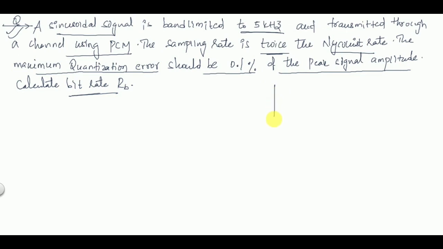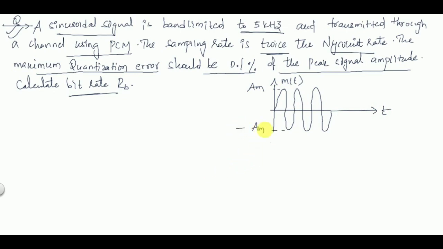He has given that m of t is a sinusoidal signal. Let this be a sinusoidal signal. Its peak amplitude, let us assume, is AM, then its minimum value is minus AM, that is, Vmax here is AM and Vmin is minus AM. That is the inference from this graph.